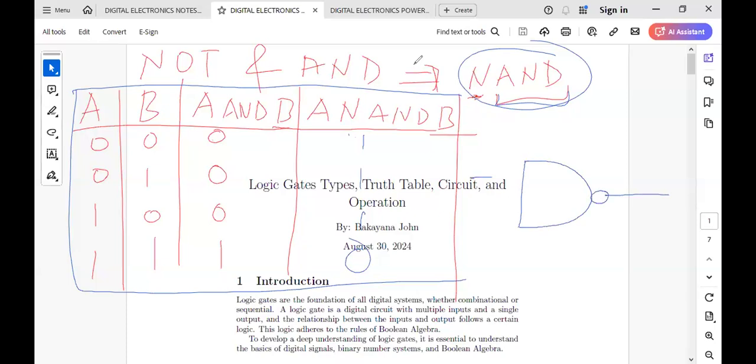And this is the symbol for NAND. This is A, this is B, this is A NAND B. So if you want to combine the two symbols for AND and NOT, then you come up with that one. Is that okay?